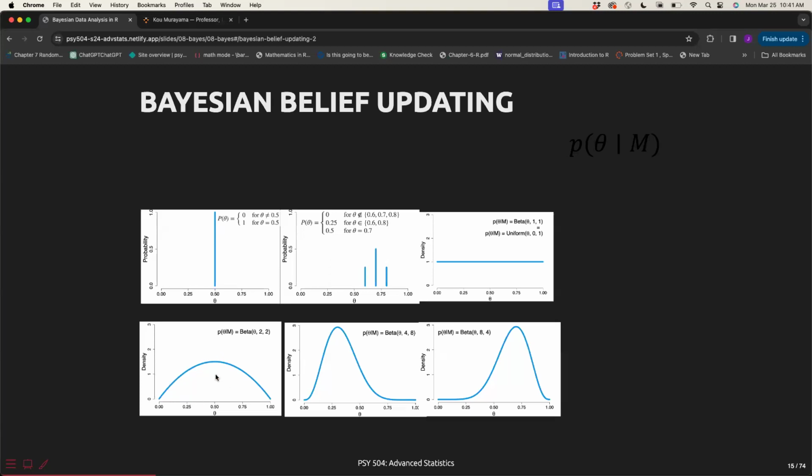So we talked about this. This is our model 2 here, where it's centered over 0.5, but there's also other possible likely values. We could fit a beta model where smaller values of theta are more likely. But we could also fit a beta model where larger values are more likely here, right? So there's a whole host of different priors that we could use.